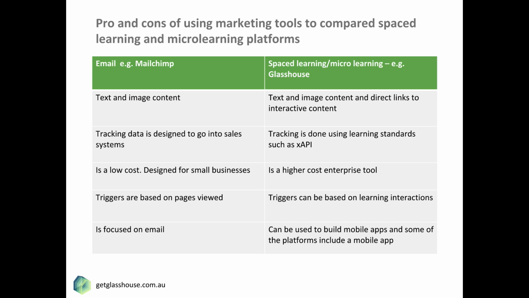Now, there are actually different ways of doing these types of notifications and journeys. Quite often people will pick up a tool from marketing, like email marketing tools such as MailChimp, compared to spaced learning and micro-learning platforms like Glasshouse. So, a few things to be aware of about the pros and cons of each. MailChimp is really for text and images, whereas with the other spaced learning platforms, you can have text and images and then links to particular interactive content.